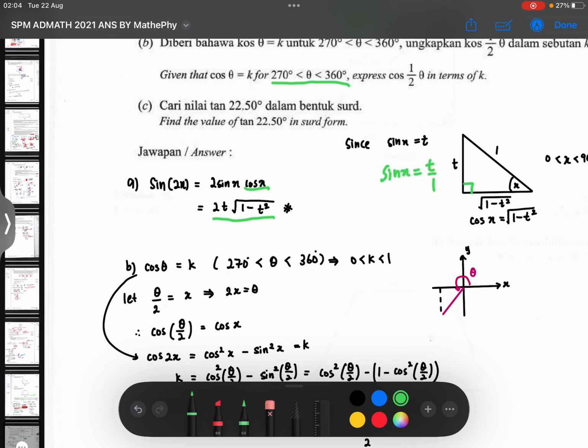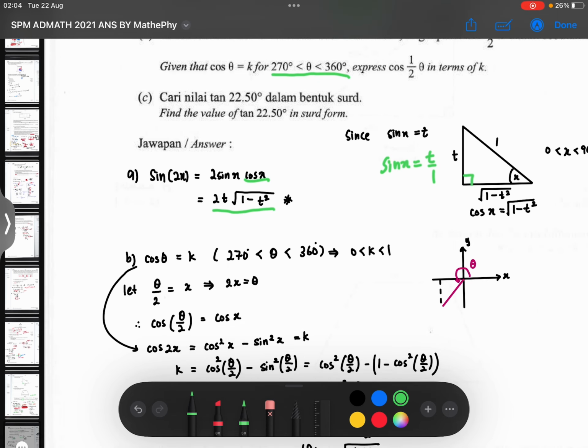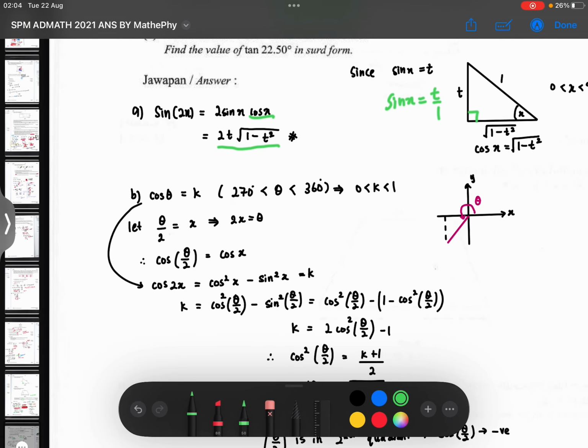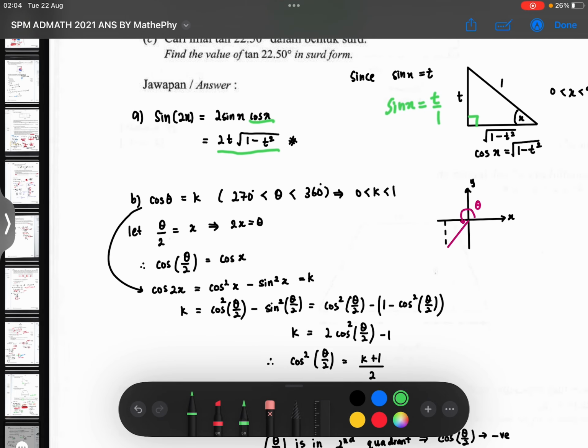First off, I love to let the variable of the half angle be any other variable. In this case it is theta over 2. The half angle, I let it be x. Similarly, 2x equals theta, right? Because I know 2x is theta, I substitute back into this. So it's like this. I apply the double angle formula.